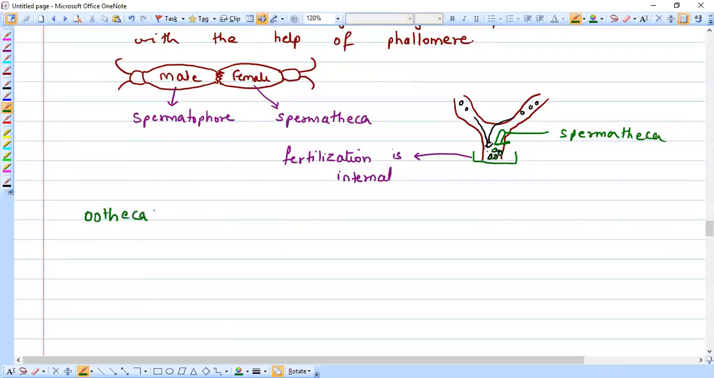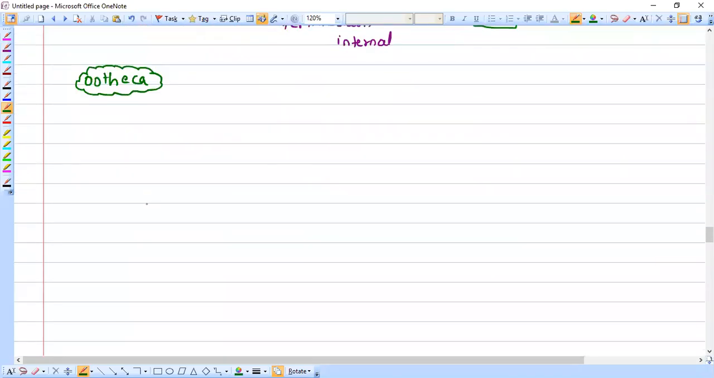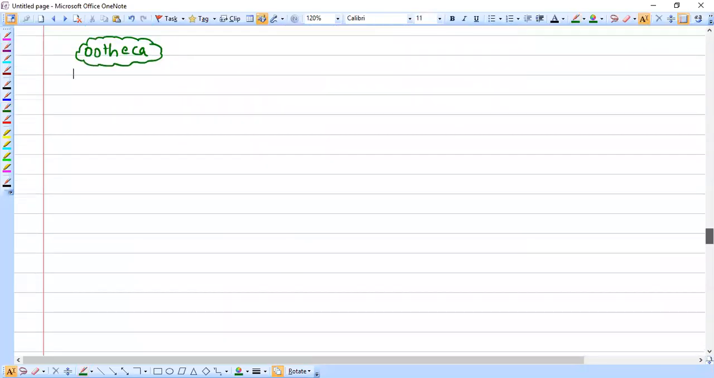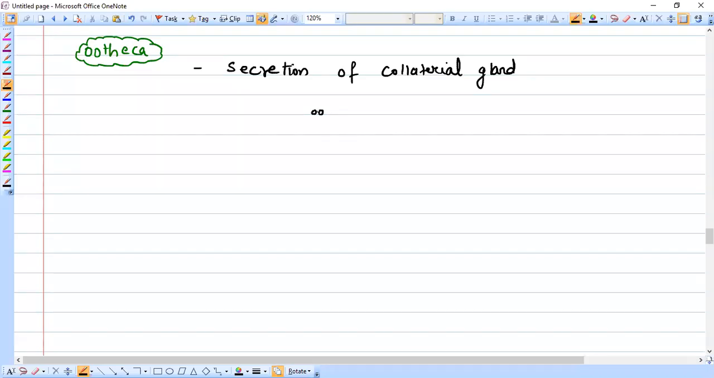So let's talk about Uthika. What exactly is Uthika? The Uthika has a hard covering, no doubt. That hard covering is provided by the help of the secretion of the gland, that is collateral gland. First point I can say, Uthika is formed by the secretion of collateral gland. So let's take this to be all the eggs. These are all fertilized eggs which are present inside, 14 to 16.